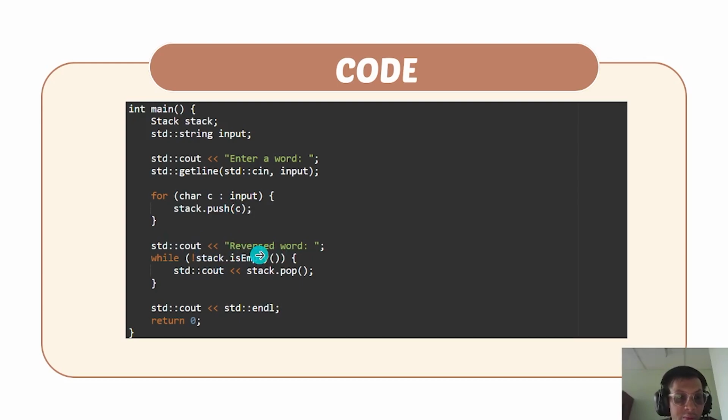This is "Reverse word" to indicate the output. The while loop here runs as long as the stack is not empty. Over here, pop removes the character from the stack and prints it, effectively printing the word in reverse order. Over here, endl moves the cursor to a new line after the reversed word is printed. Return 0 indicates that the program finished successfully. And that's all for question 1. Thank you. And I will pass the presentation to Tiun.